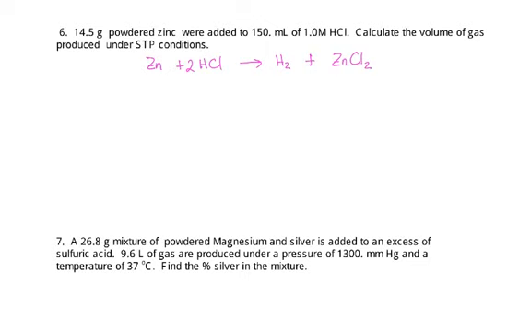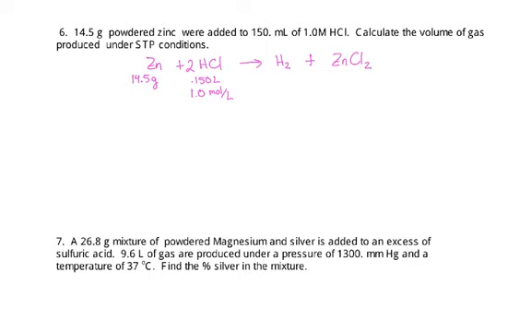Let's write down what we have. We have 14.5 grams of zinc. We have 150 milliliters. I'm going to go ahead and convert that to liters. You don't have to do that right now. You could do it later, but I'm going to go ahead and do that. And then I also know that I have 1.0 molar HCl. So I'm going to write 1.0. You can write molar or you can write moles per liter. Same thing.